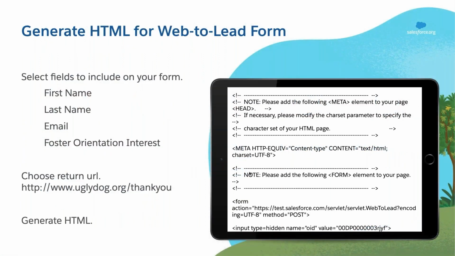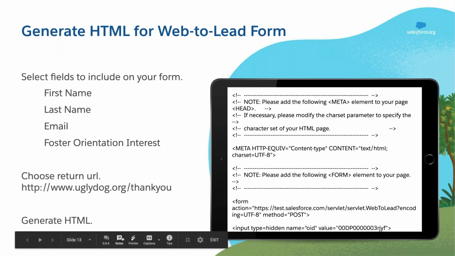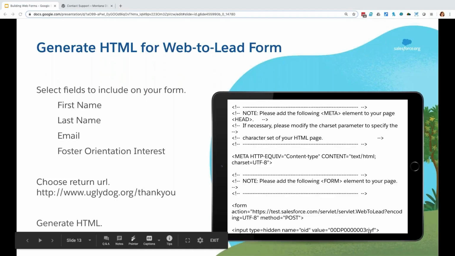Okay, so we're going to generate this HTML. First, we select which fields we want, and we tell it which website we want it to go to after the form is submitted, and then click Generate the HTML. Oops. Grab my notes again. Sorry about that.